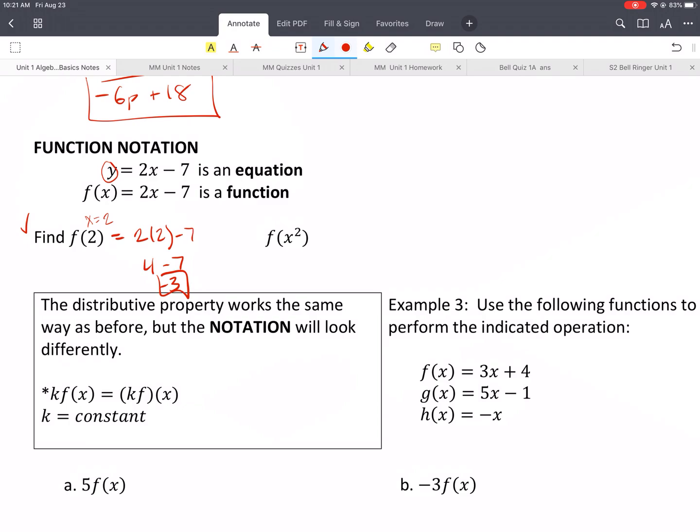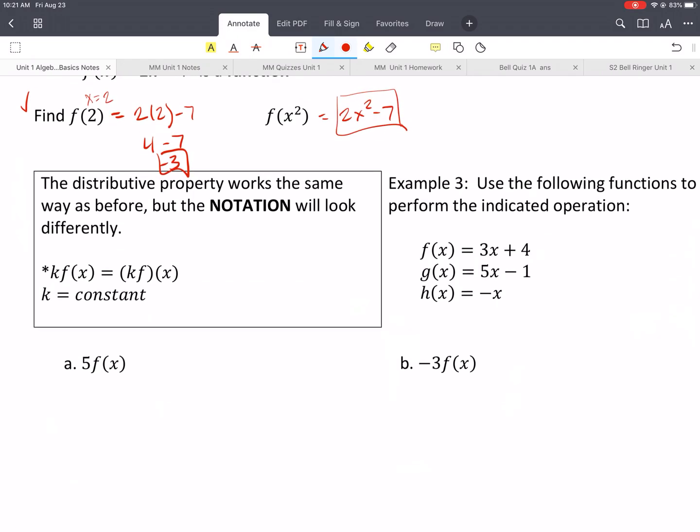Okay? You may have something like this, f of x squared. Okay, same thing. What we're going to do is we're going to substitute that in for what x is. Right here, there would get 2x squared minus 7. Okay? All right, so let's do some of these examples.